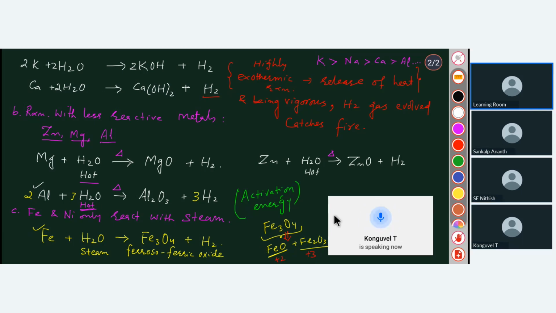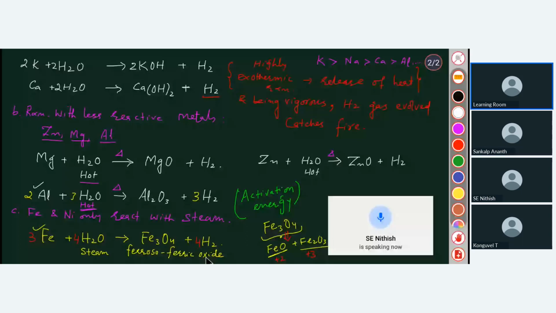Can you balance this? Sure, 3 Fe plus 4H2O gives Fe3O4 plus 4H2. Yes, exactly. So now it is balanced.